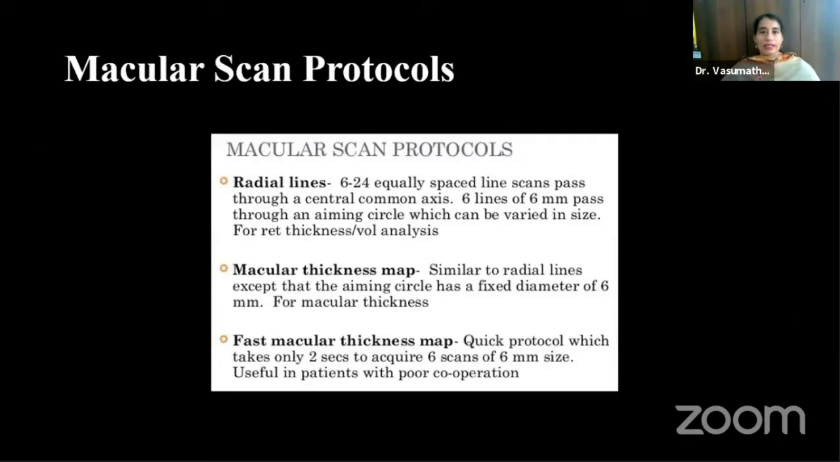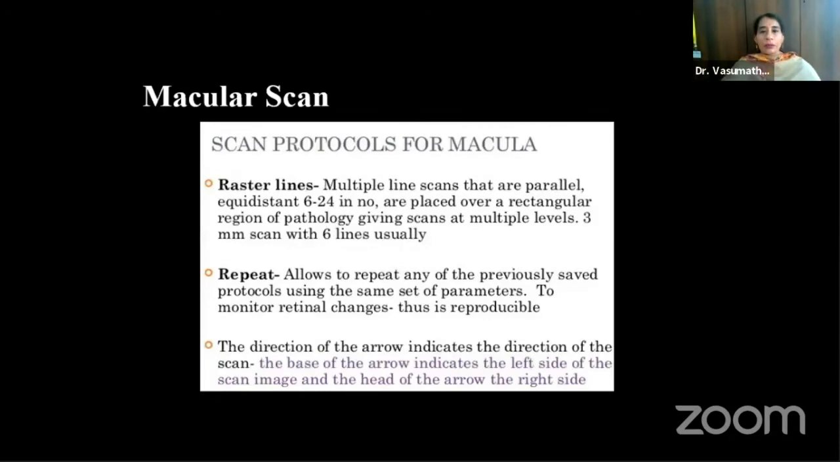And there are several protocols that we follow. We have radial lines, raster lines. We do a macular thickness map. And generally, the radial and the high definition line scans we employ quite a lot. And we generally tend to avoid interpreting the scan in false colors. We go to the black and white, or sometimes white on black mode also, to understand the pathology better.